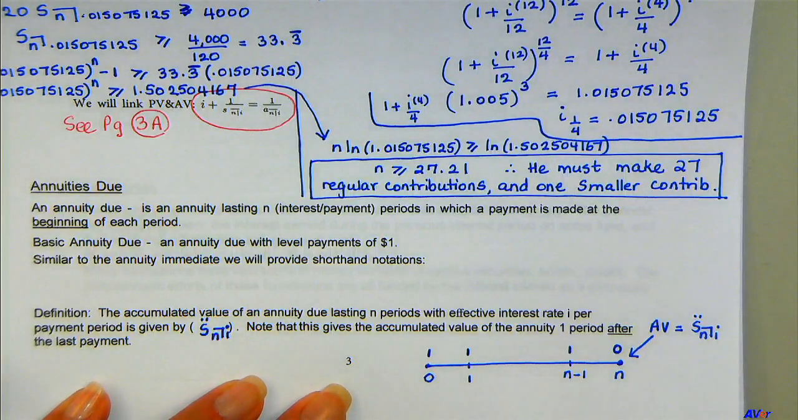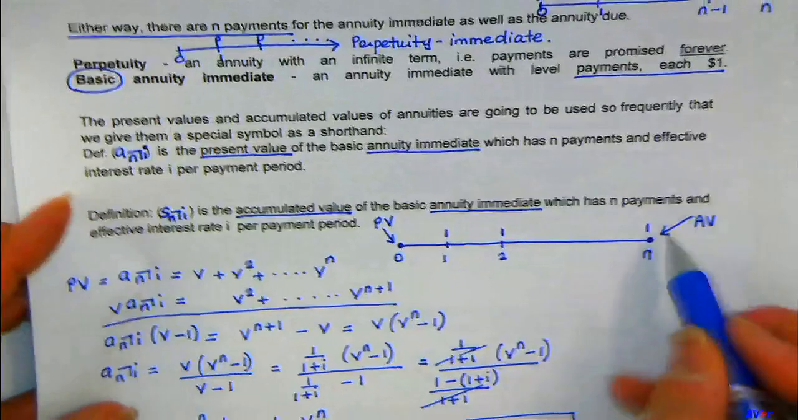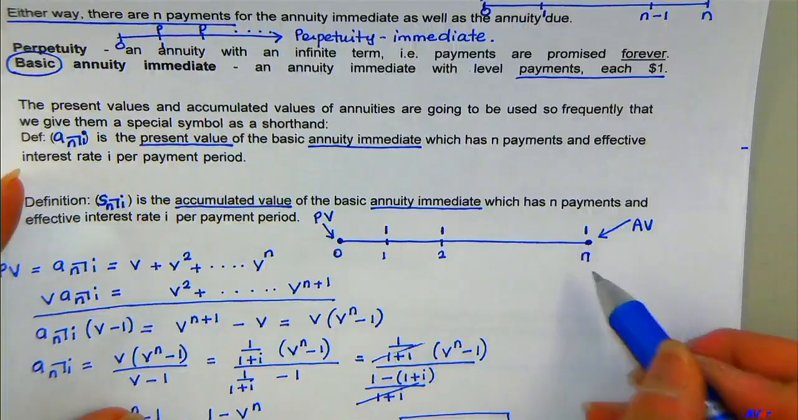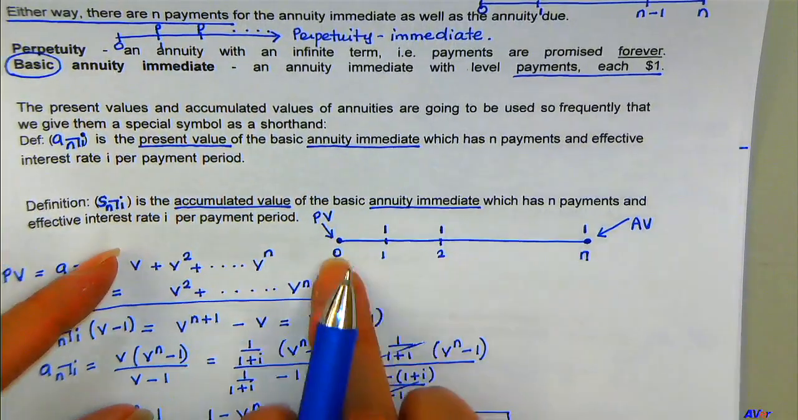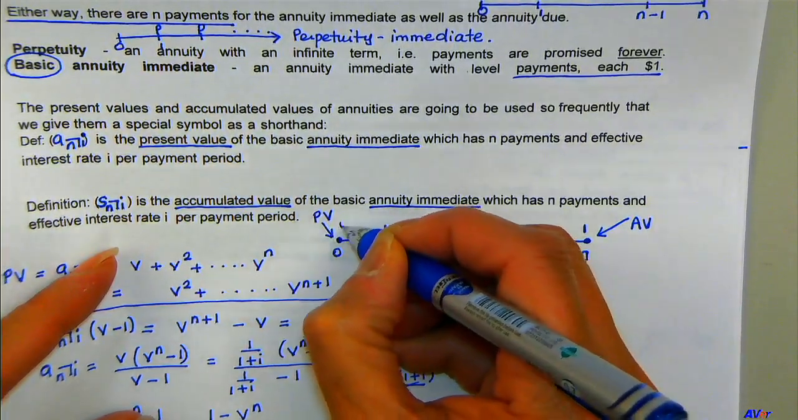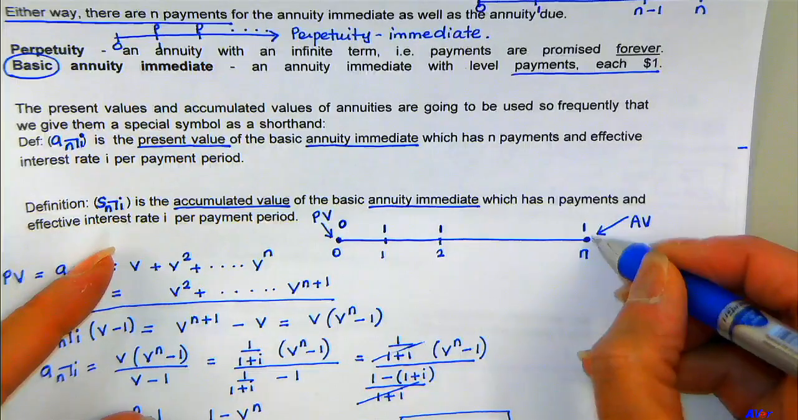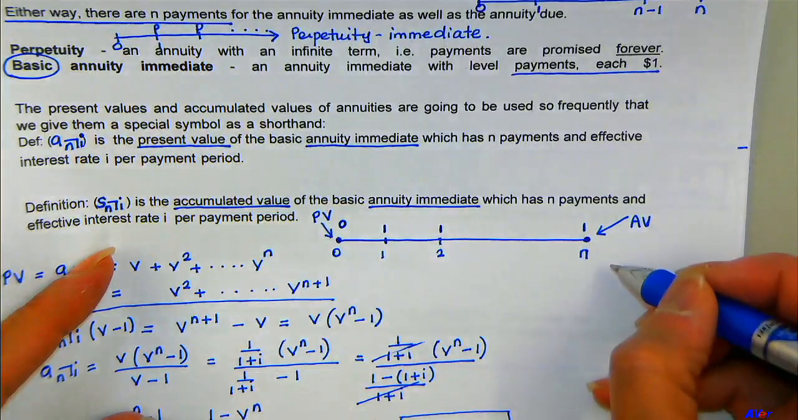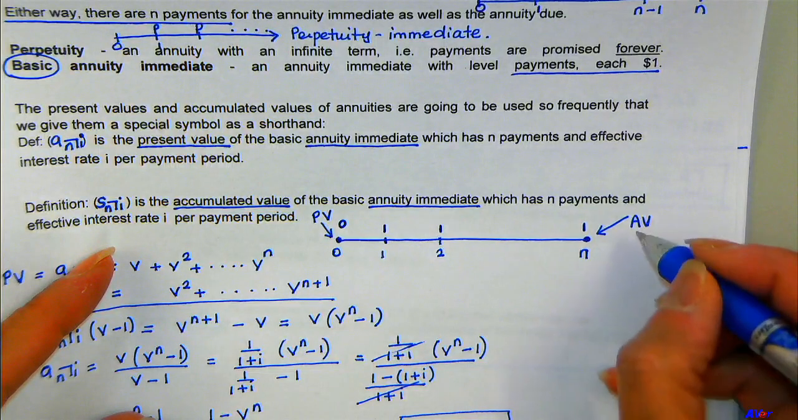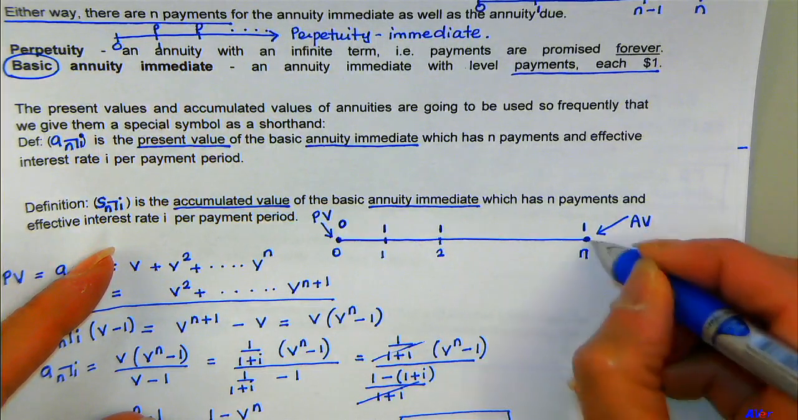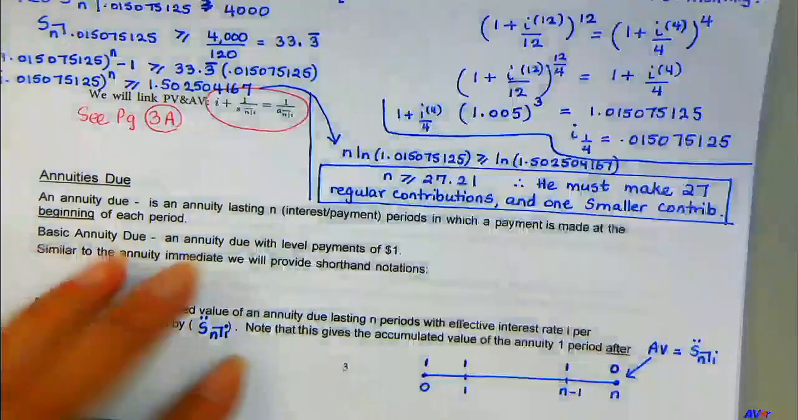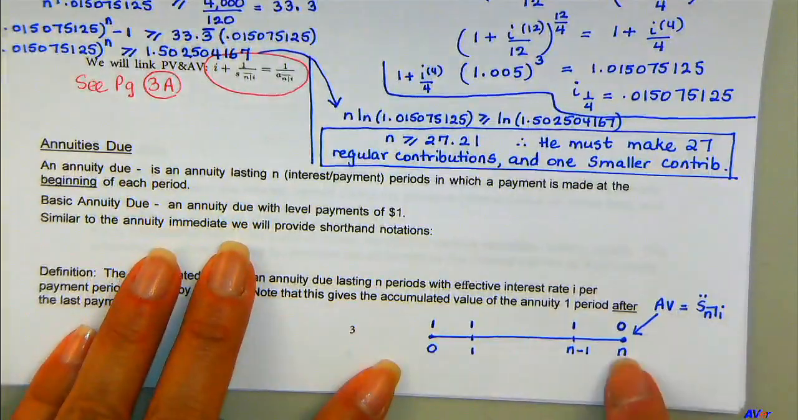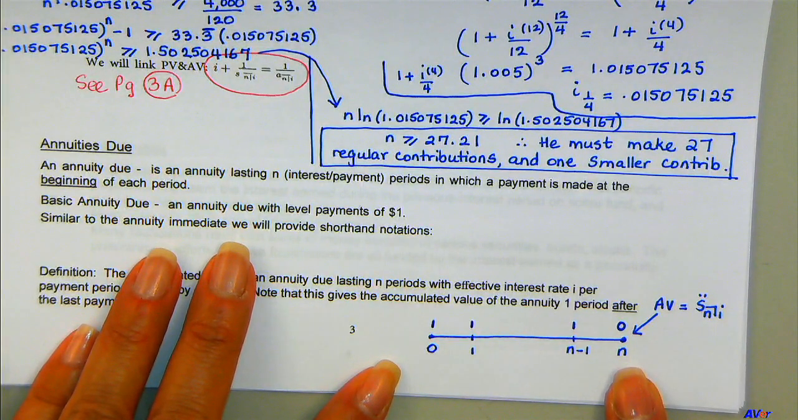Here's annuity immediate. The accumulated value for annuity immediate was at the last payment. Here there was no payment at time 0, but there was a payment of 1 at time n. And for annuity immediate, you are taking the accumulated value at time n, at the time of the last payment. For annuity due, that's not the case. This is an accumulated value 1 period after the last payment.